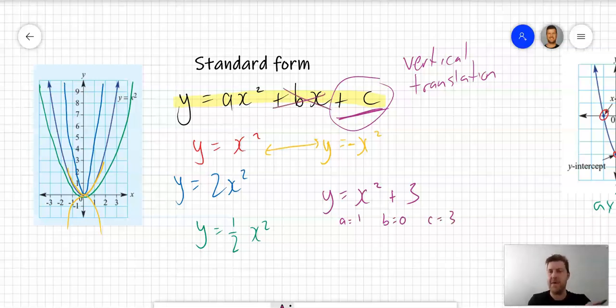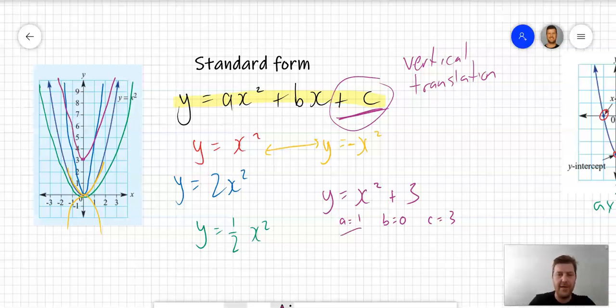I don't have that middle term as such, which is fine. My parabola is actually translated 3 units up, or the vertex is translated 3 units up. So the vertex will be at this point here, okay? And again, because A is positive 1, it'll be opening upwards.